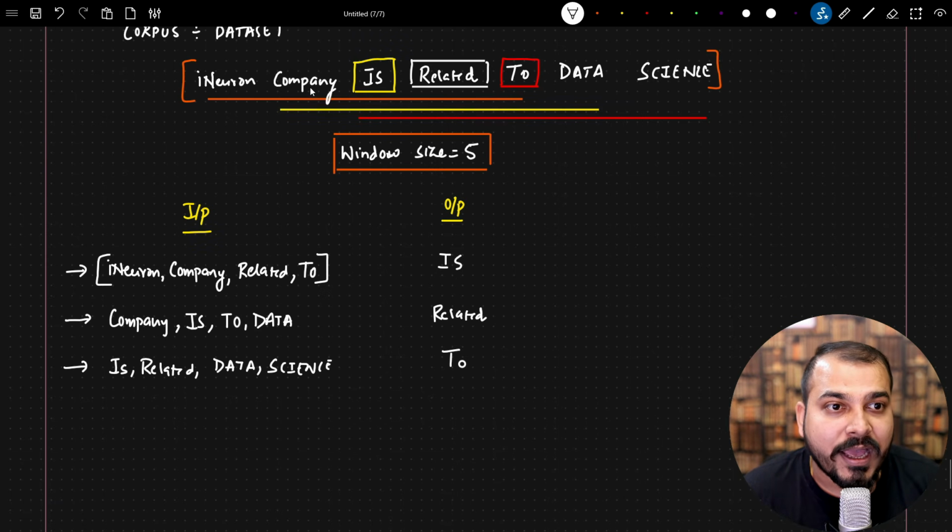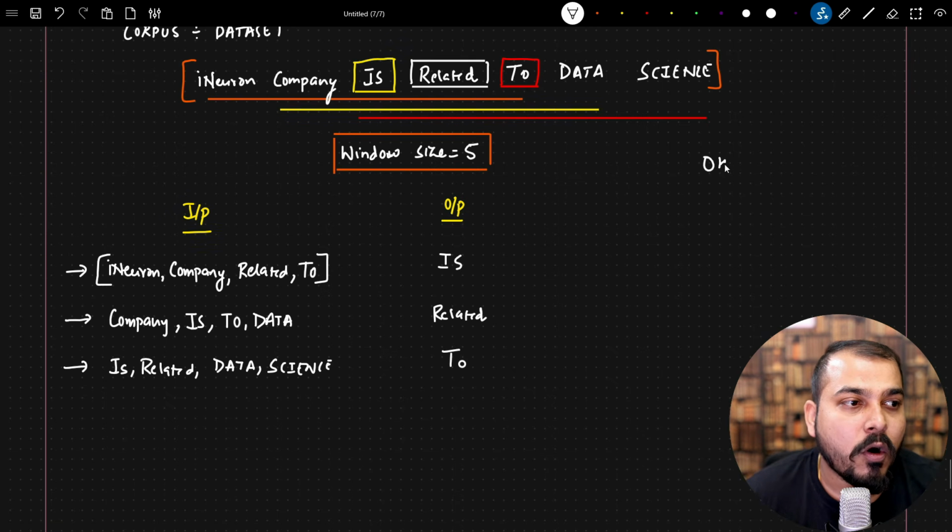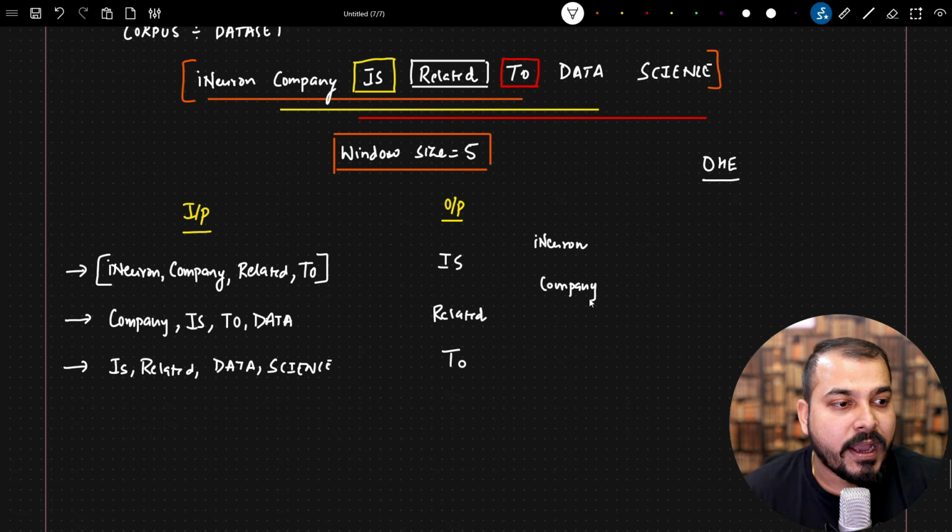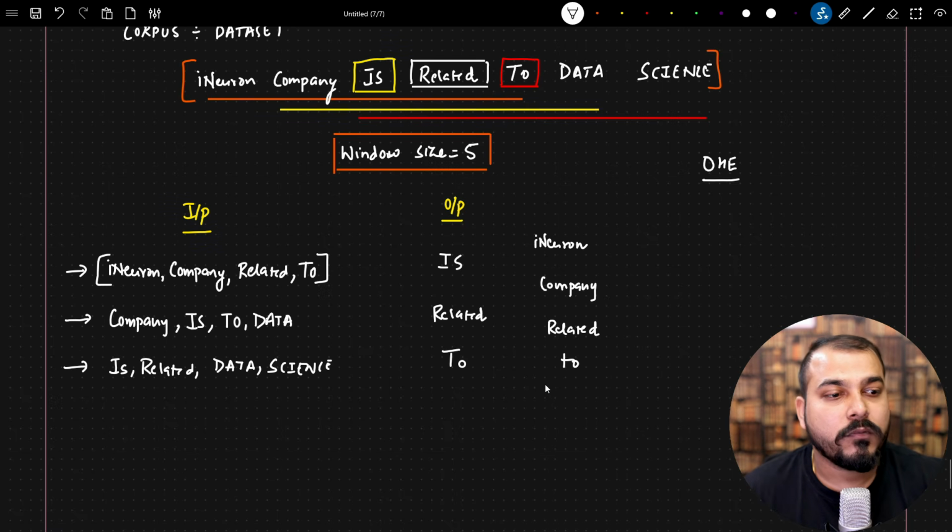I have iNeuron, I have company, I have is related to data science, right? So there are around 1, 2, 3, 4, 5, 6, 7. Right? 7 words are there. Now, if I use one hot encoding technique, now see this. Okay, this is super important. In one hot encoding technique, let's consider the first sentence. Over here, I have iNeuron, and then I have company, then I have related, and then I have two, right?